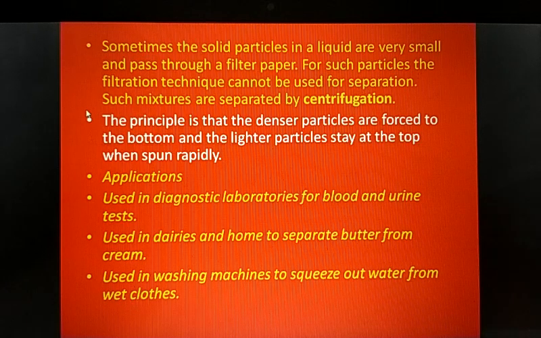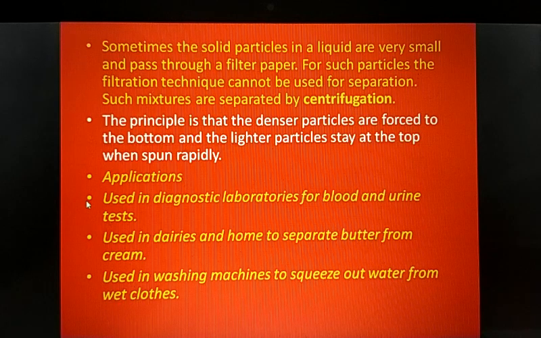The basic principle is that the denser particles are forced to the bottom of the test tube, and the lighter particles stay at the top when spun rapidly. Spun means when you are rotating it very rapidly. And this method has certain applications or uses in daily life.